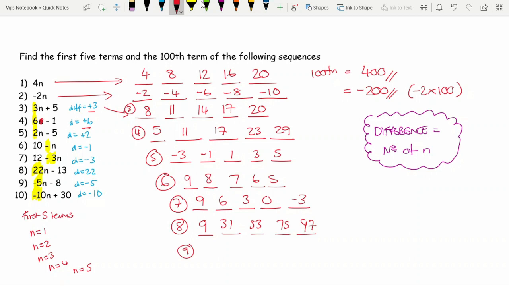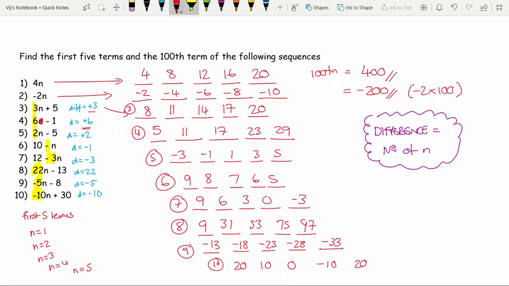And then question 9, I've got my first term, so minus 5 plus minus 8 is minus 13, and the difference is going to go down in 5. Now be careful with negatives, so it'd be minus 18, minus 23, minus 28, and minus 33. And then finally with question 10, the first term is going to be minus 10 plus 30, which is 20, and the difference is going down in tens, so we've got 10, 0, minus 10 and minus 20.